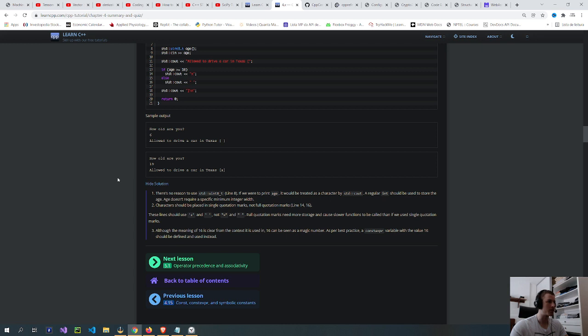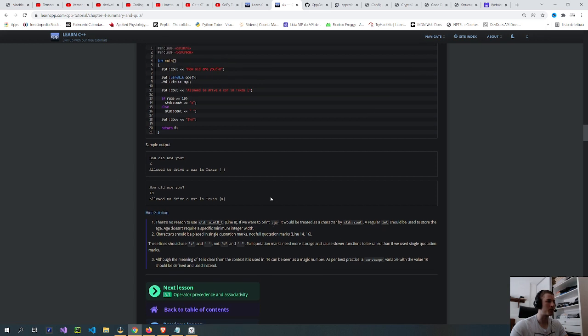There's no reason to use std::uint8_t if we were to print age. So here, it will be treated as a character by std::cout. A regular int should be used to store the age. Age doesn't require a specific minimum integer width.